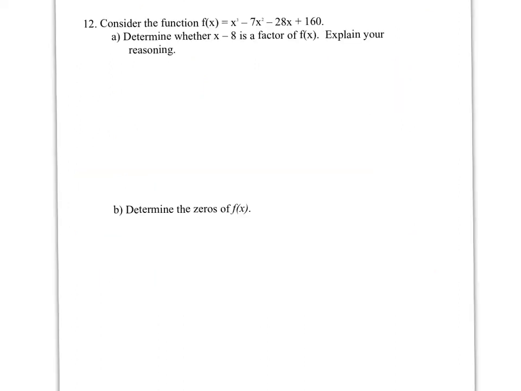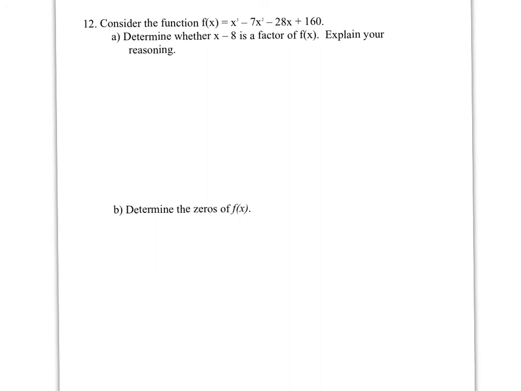All right, number 12 says, consider the function. All right, they want us to determine whether x minus 8 is a factor of f of x. I mean, if you want to decide if this is a factor, the long way, which I'm not even going to bother doing, is you could take what f of x is equal to and divide it by x minus 8. And if there's no remainder, then it's a factor.